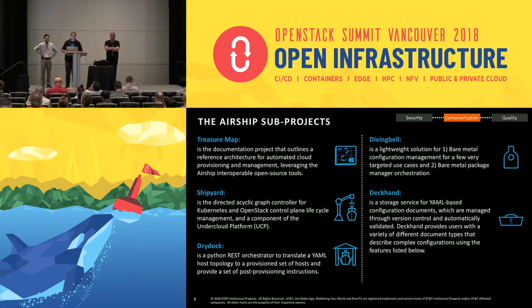So what exactly is the Airship project composed of? First, there's Treasure Map, awesomely named. It's our documentation project outlining the various sub-projects and providing a reference architecture for the platform, things such as example end-to-end declarative configurations. Shipyard is the designated REST API front door for the platform, allowing, for instance, CI/CD systems to deliver YAML-based site designs and updates and operational actions. And Shipyard acts as the site orchestrator, leaning on the other undercloud components to implement the actual request.